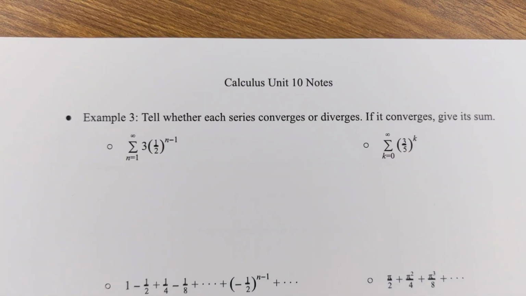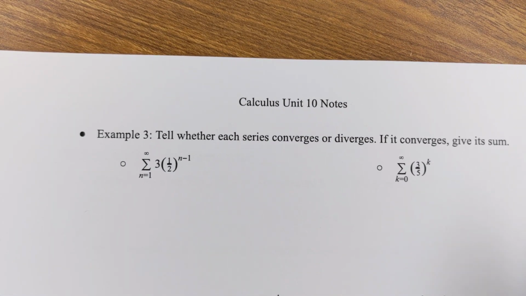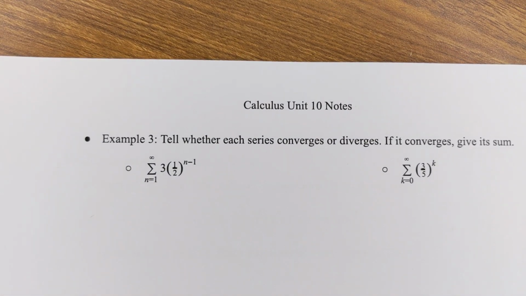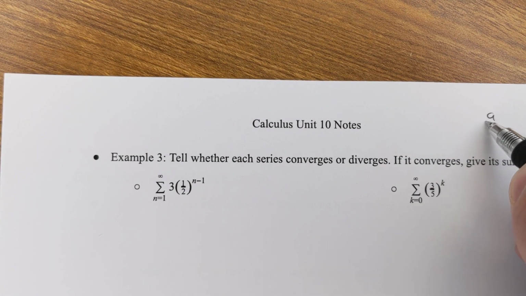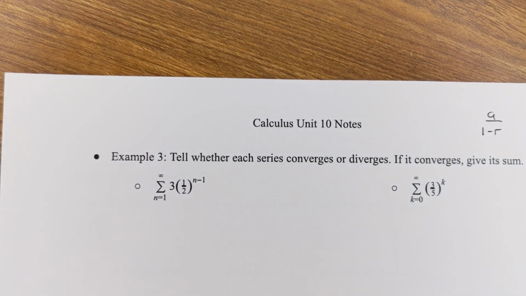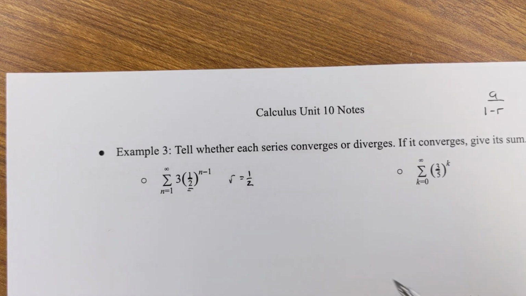Okay, so example 3 here. Tell whether each series converges or diverges. If it converges, give its sum. So let me jot that down. We'll write the formula down here real quick: a over 1 minus r if it does converge. So the first thing we need to look at is our value for r. So for this problem, r is equal to 1/2.